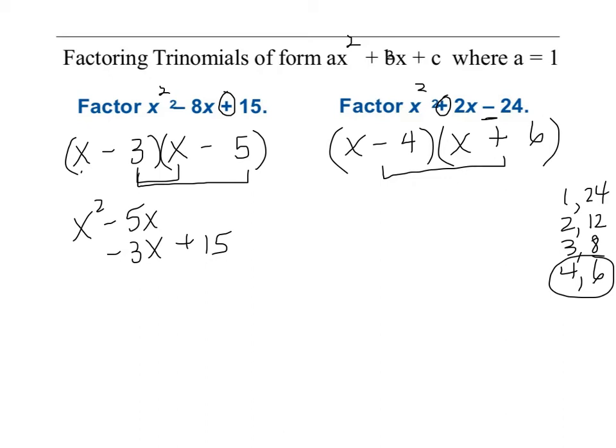So let's double check it. x times x is x squared plus 6x minus 4x minus 24, and that equals what we started with. I always check it. I think you should too.